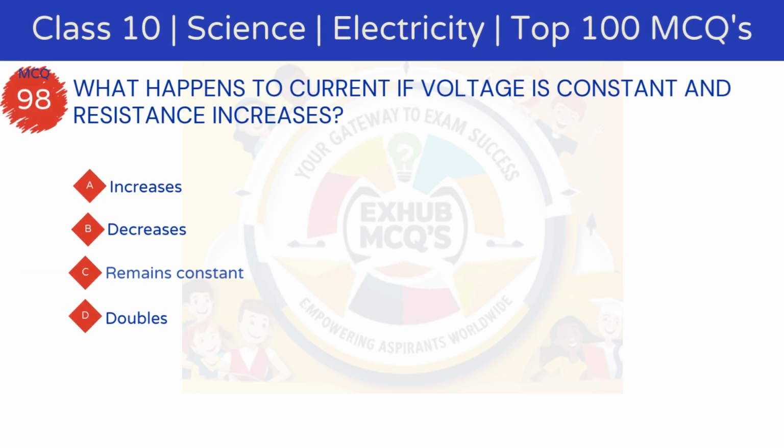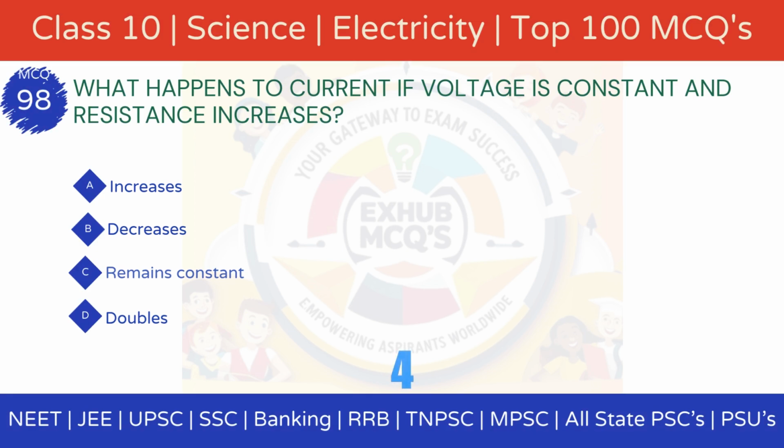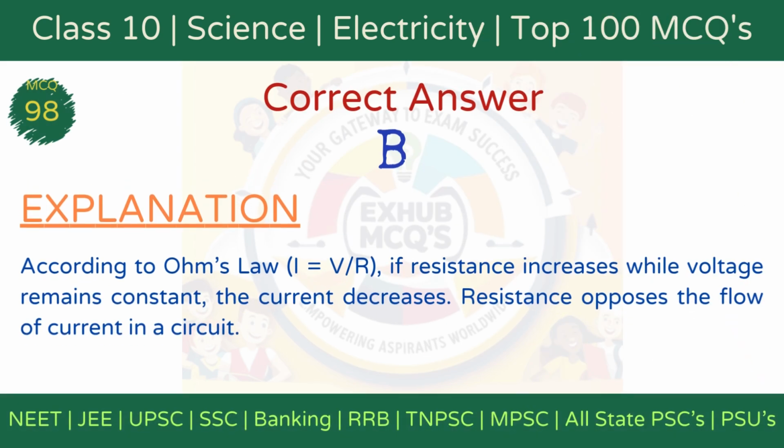MCQ 98. What happens to current if voltage is constant and resistance increases? Option A, increases. Option B, decreases. Option C, remains constant. Option D, doubles. The correct answer is option B, decreases.